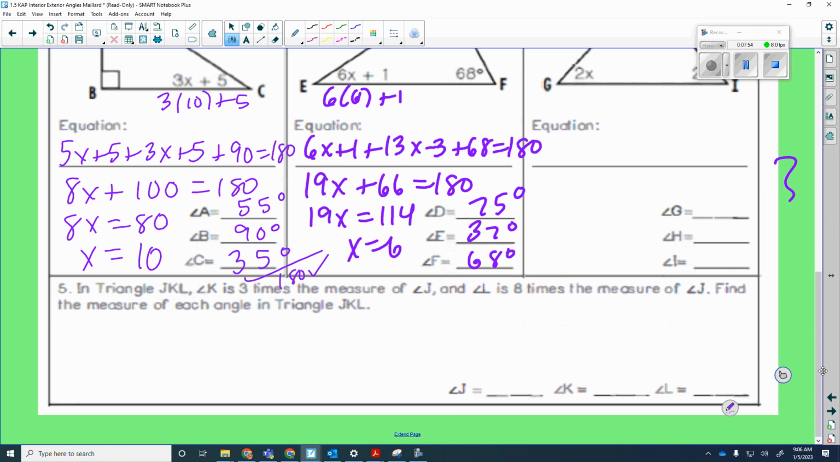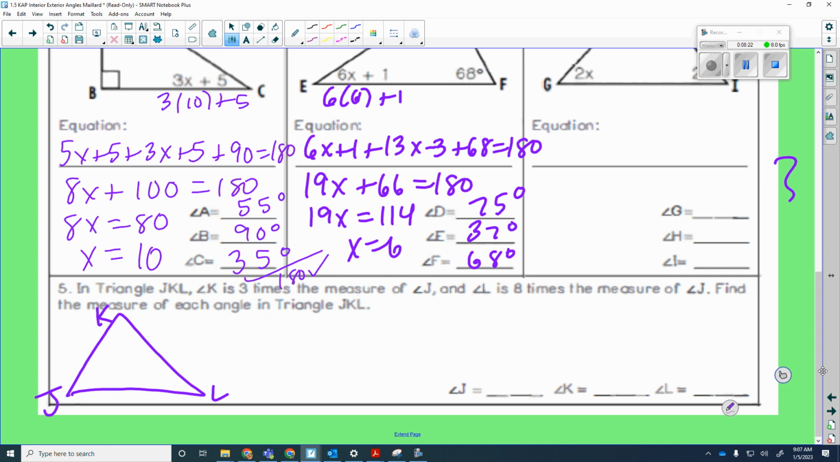It says in triangle JKL, angle K is 3 times the measure of J, angle L is 8 times the measure of J. Find the measure of each angle in triangle JKL. Whoa, what's the first big thing that's missing? A triangle. Let's take care of that. It doesn't even matter. I'm just drawing a regular triangle. J, K, L. It doesn't matter if you put your J in a different spot.